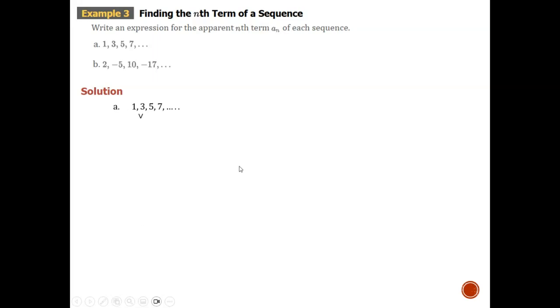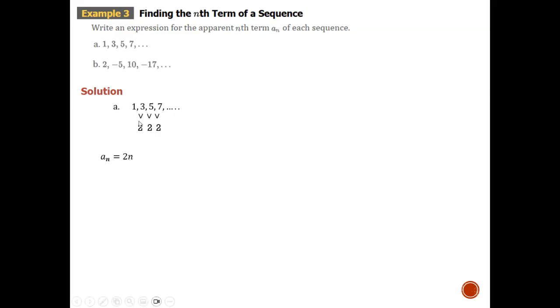It helps to look at the difference between the numbers here, okay? So the difference between 1 and 3, if we do 3 minus 1, we get 2. If we do 5 minus 3, we get 2. If we do 7 minus 5, we get 2. So looking at that, we can say, okay, well, we're going by 2 each time. Let's try 2 times n. Does this fit our sequence?